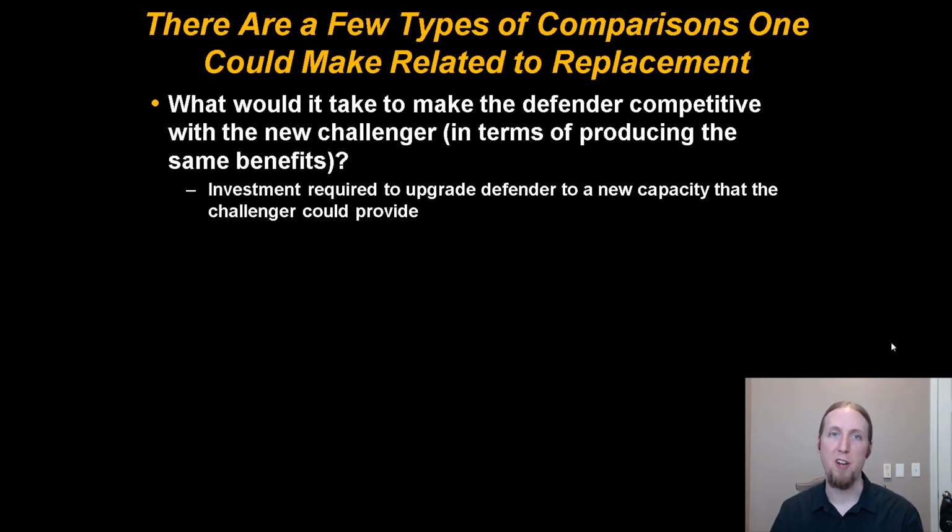There are a few types of questions that we ask in replacement analysis. The first is a situation where the challenger is technologically superior to the defender. It produces more benefits. Maybe it's higher quality, maybe it's faster. We don't know, but it's better. If that's the case, we want to know what it would take to upgrade the defender in order to put it on an even footing in terms of the amount of benefit that it provides.